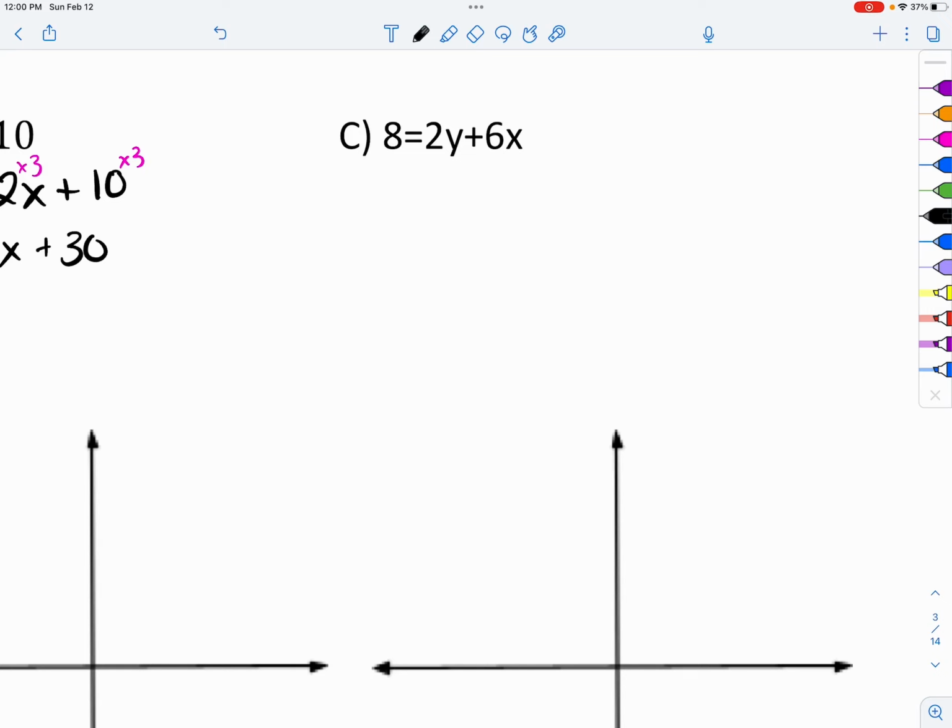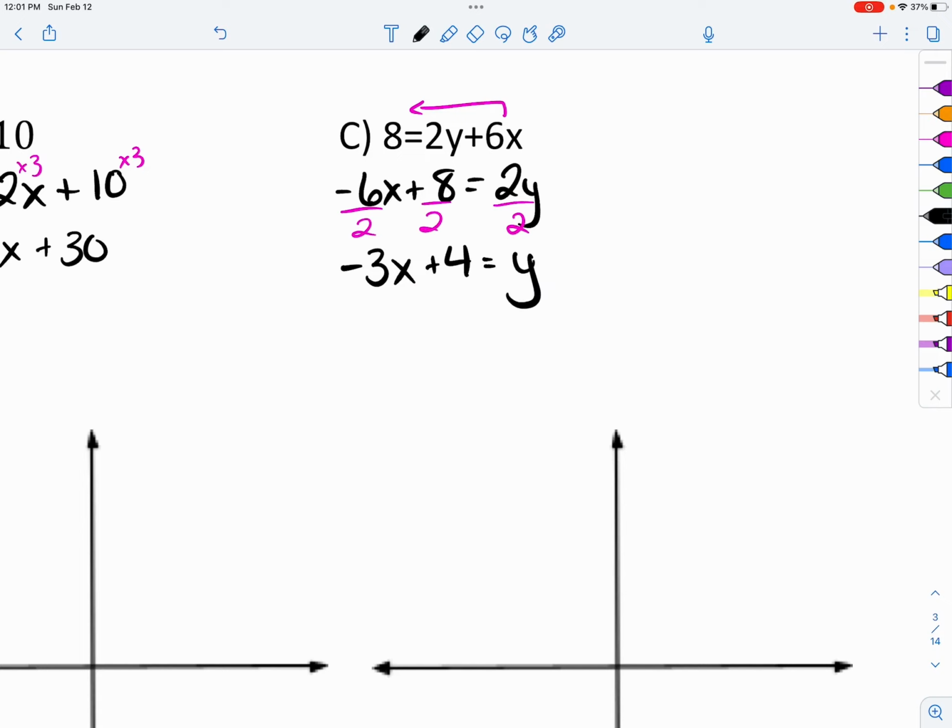C. Okay. Here, instead of moving the 2y and then the 8, all I'm going to do is move the 6x over. It's going to be one less step. So it'll be a -6x plus 8 equals 2y. And like you've seen all the time now, we're dividing by that coefficient. -6 divided by 2 is -3x. 8 divided by 2 is 4 equals y.